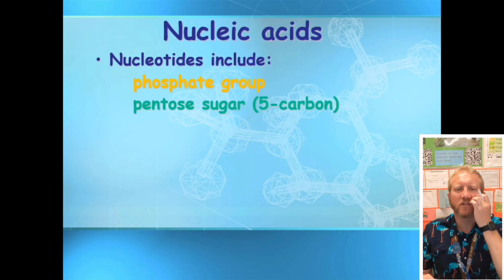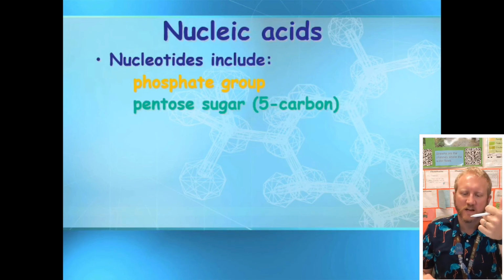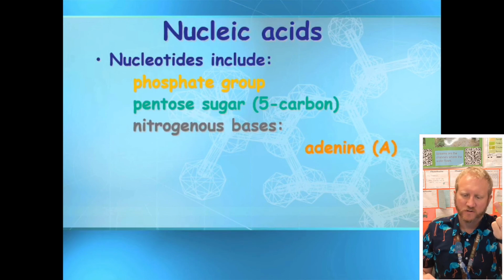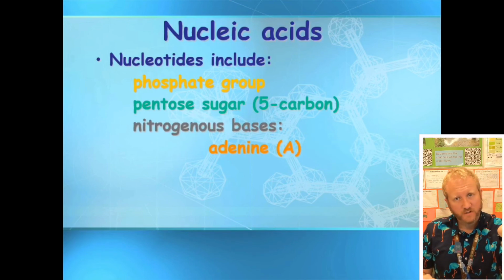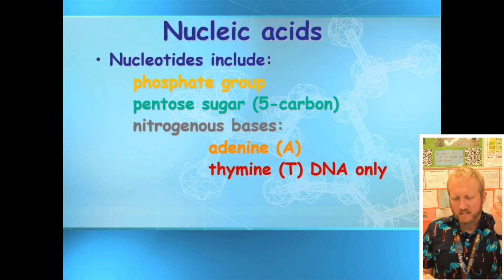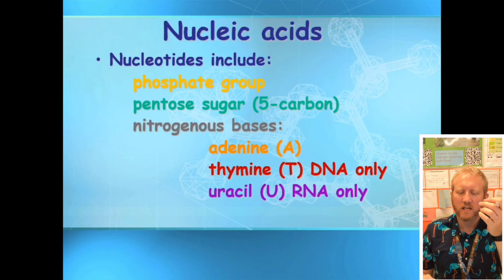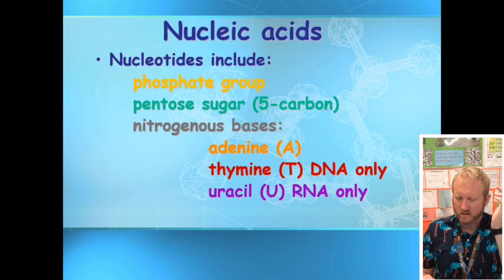Not yet. So we're going to talk about the nucleotide. There's 3 parts: the phosphate, the pentose sugar, and the nitrogen base. Nitrogen bases, remember, A, T, G, and C: adenine, thymine, guanine, and cytosine. In RNA, it's uracil instead of thymine.